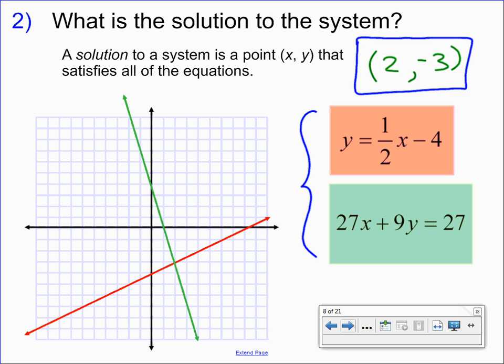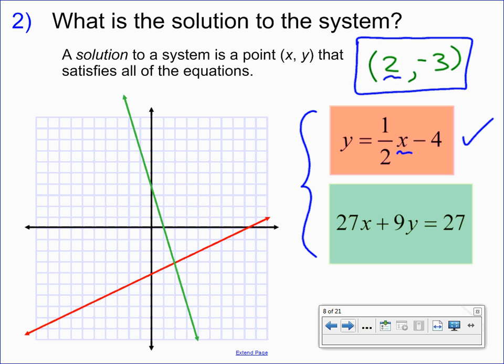Let's go ahead and take 2 and plug it in for x. And so if I plug in 2 for x and see what it gives me for y, it should give me -3. So let's check. A half of 2 is 1. 1 minus 4 is -3. So it satisfies the first equation.